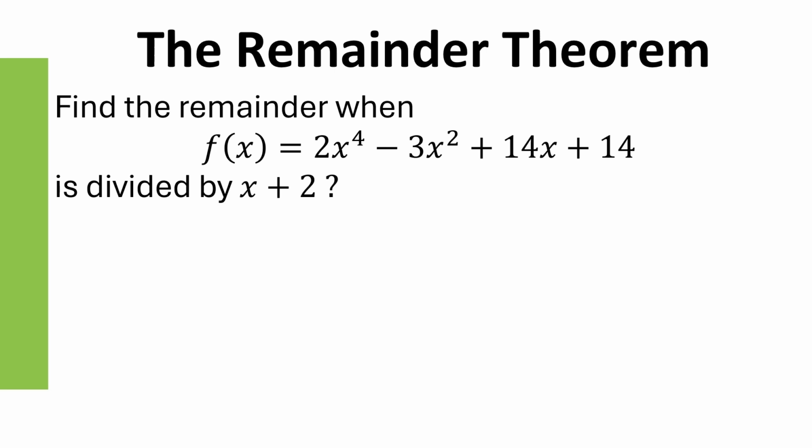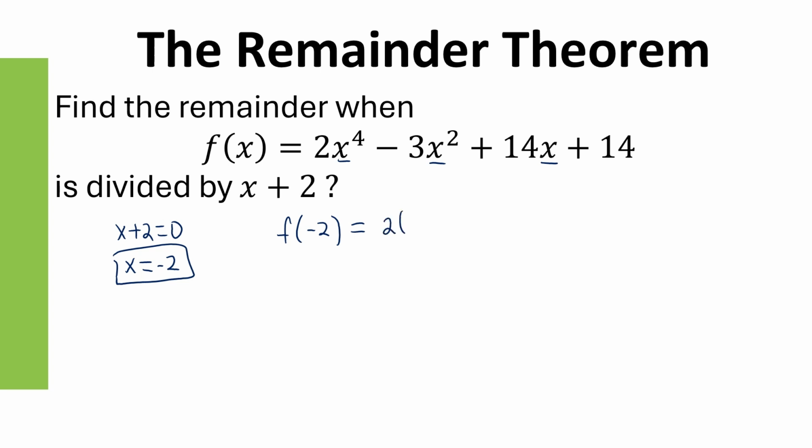Instead of using long division or synthetic division to find the remainder when a polynomial f of x is divided by a linear divisor x plus 2 here, we are going to use the remainder theorem instead. The remainder theorem tells us that if we set our divisor x plus 2 equal to 0 and solve for x, which is negative 2, and plug in negative 2 into our function where x is, then we're going to find the remainder.